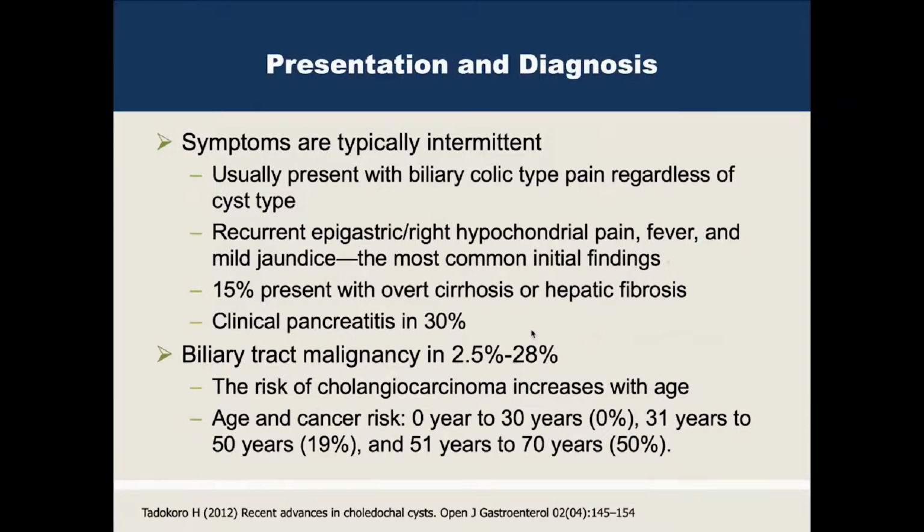A biliary tract malignancy happens in 2.5 to 28% of these patients, and the risk of cholangiocarcinoma increases with age. From 0 years to 30 years, there is almost no risk of cancer. For patients in the 50 to 70 year range, there is a 50% risk of cancer. And this is what dictates, outside of symptoms and chronic pancreatitis, treatment of these cysts.